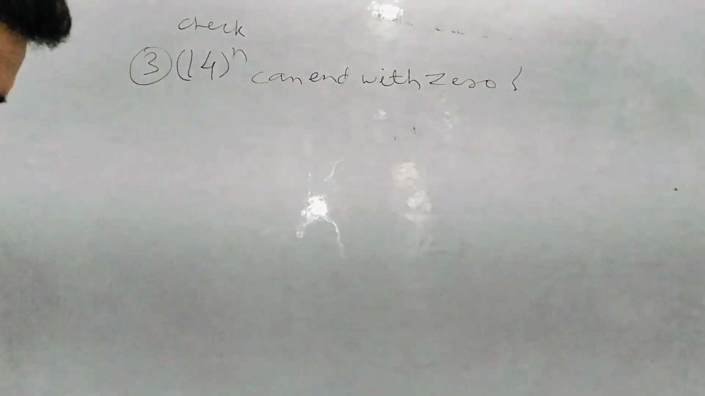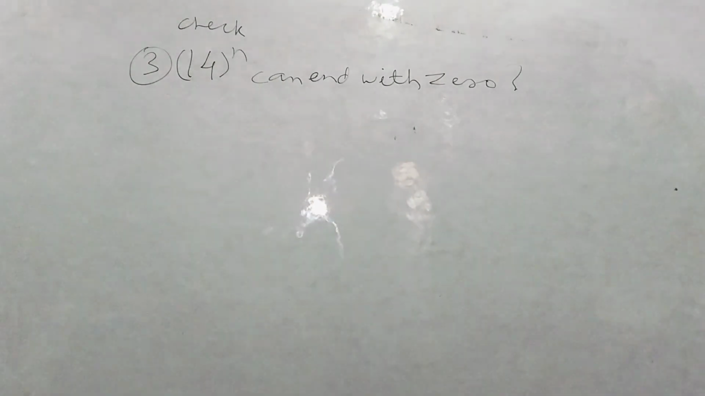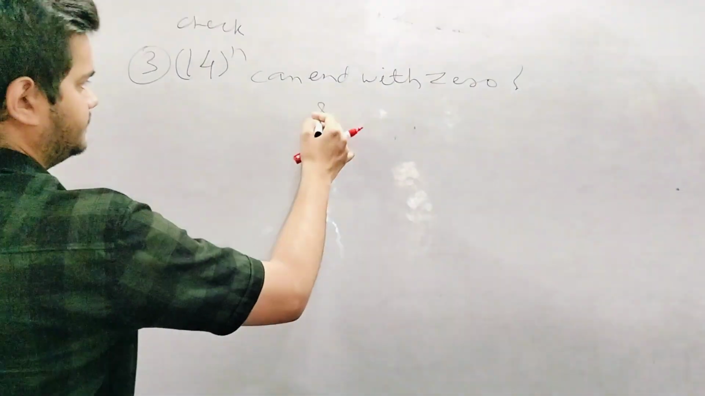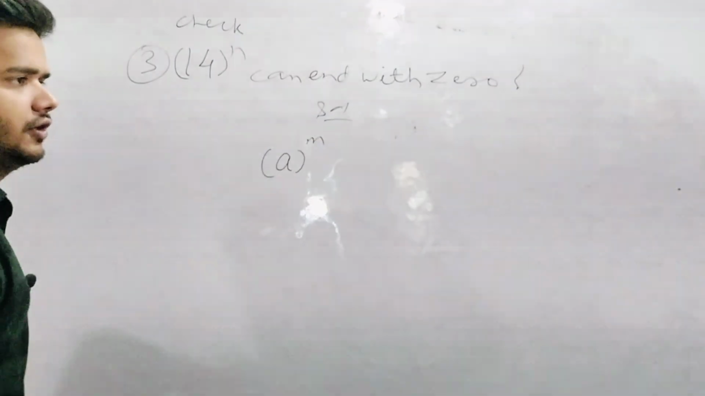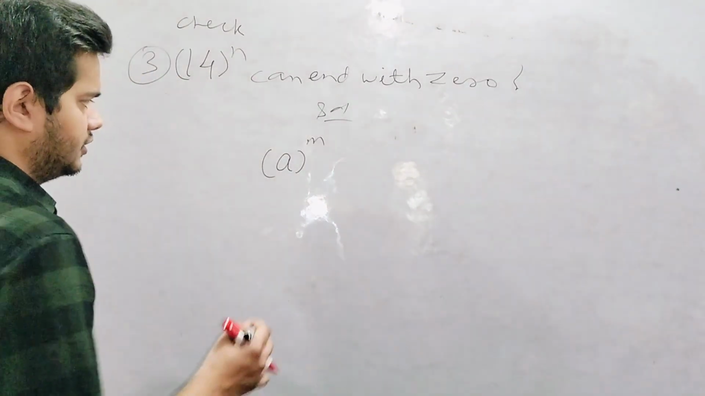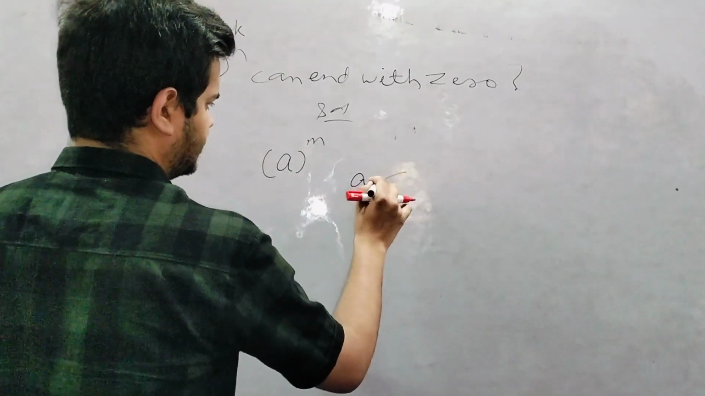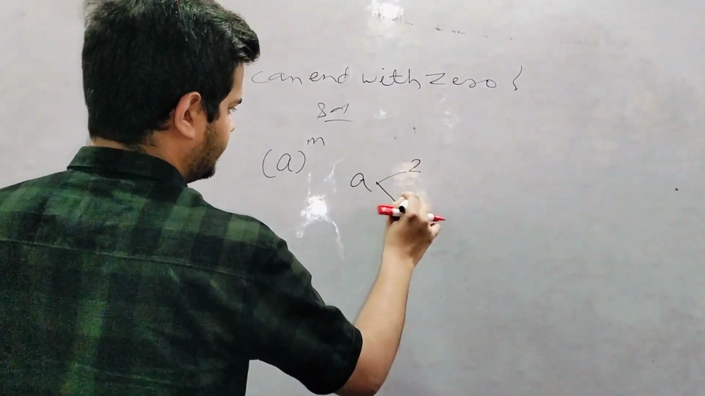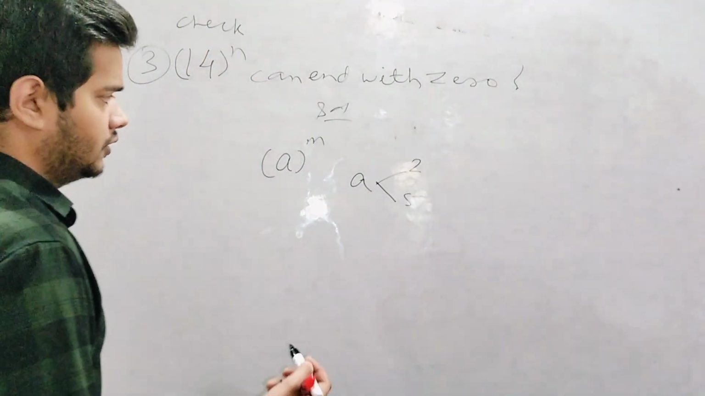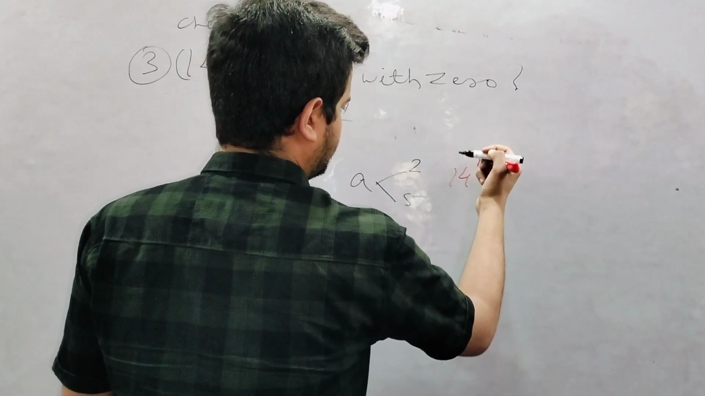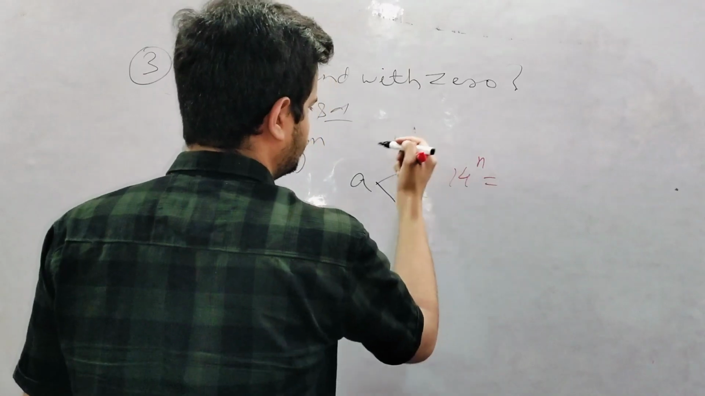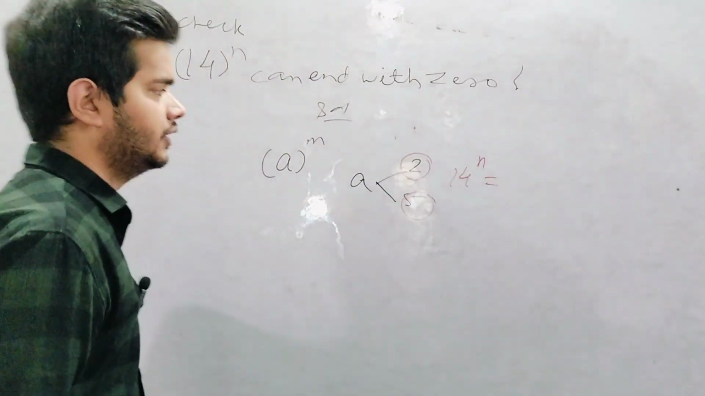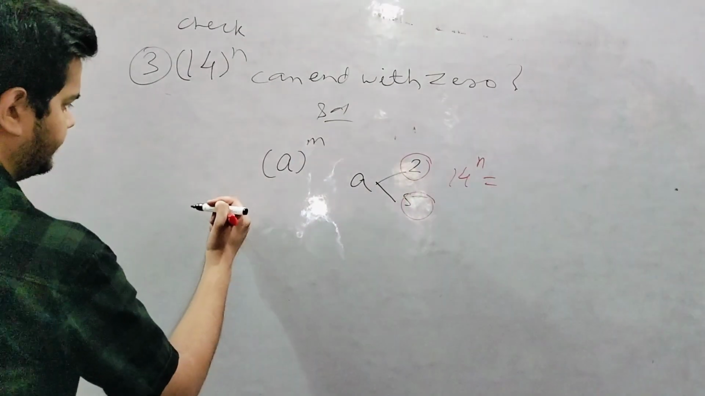हमको चेक करना है कि क्या 14 का जो पावर है वो 0 पे एंड होगा कि नहीं होगा. तो हमने किया था पार्ट 1 में कि किसी का भी पावर 0 पे एंड तब होगा जब उसके प्राइम फैक्टर में 2 भी हो और 5 भी हो. तो 14 रेस्ट पावर n 0 से एंड तब होगा जब इसके फैक्टर में 2 भी होना चाहिए और 5 भी होना चाहिए. सो लेट अस चेक कैसा है.